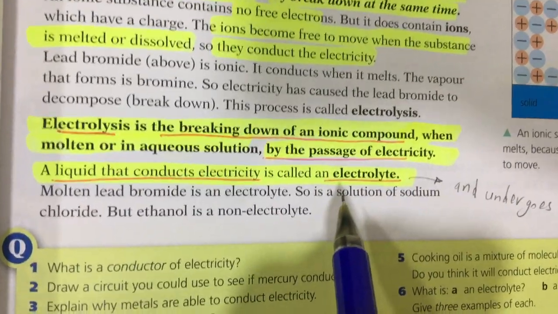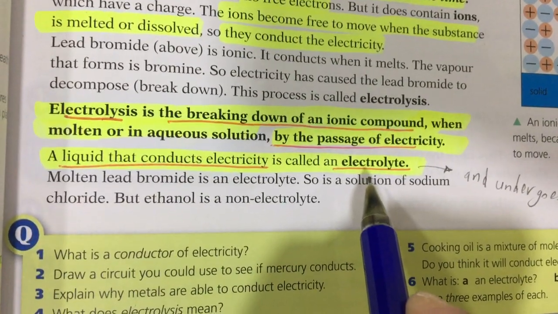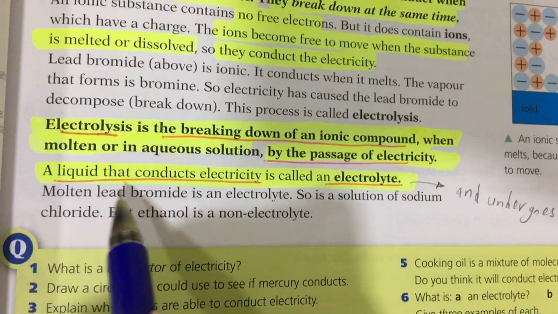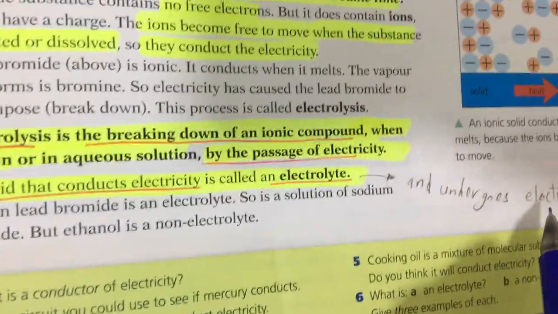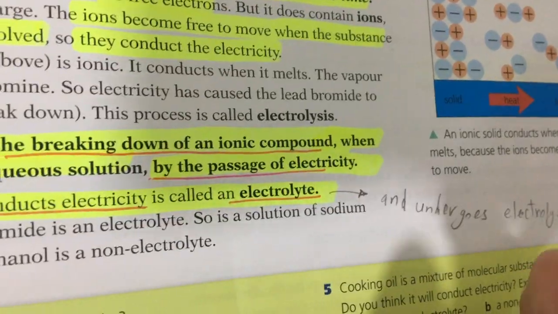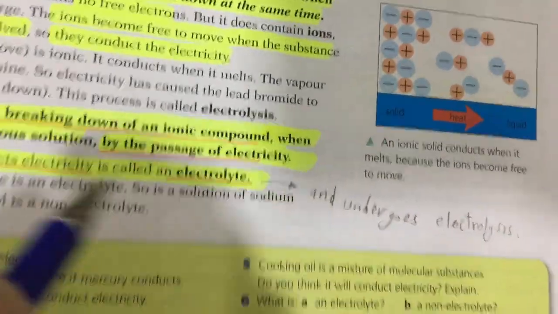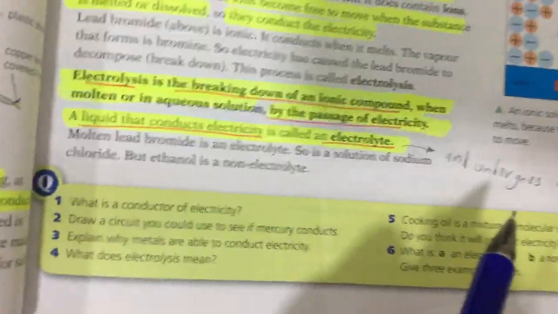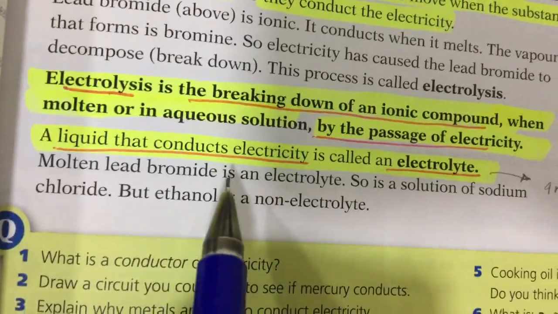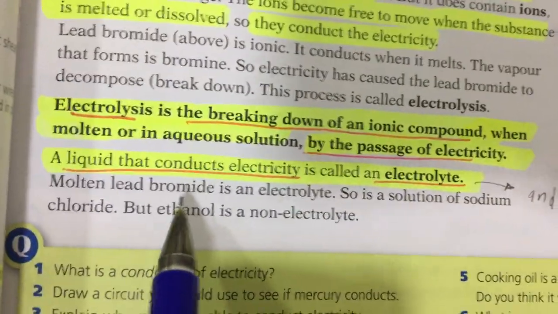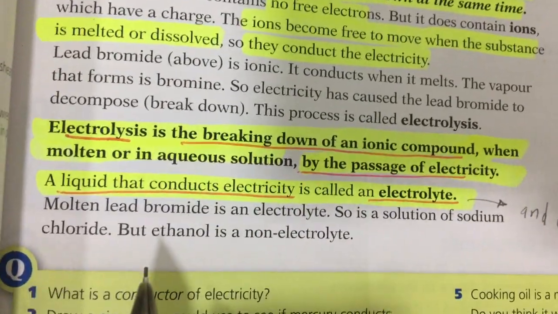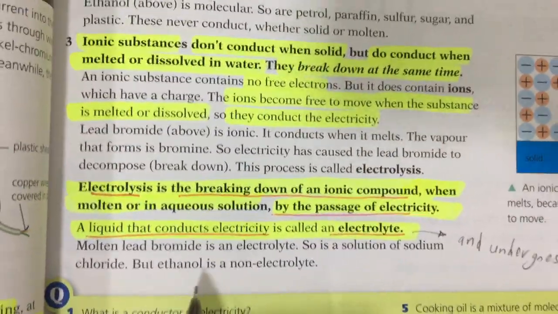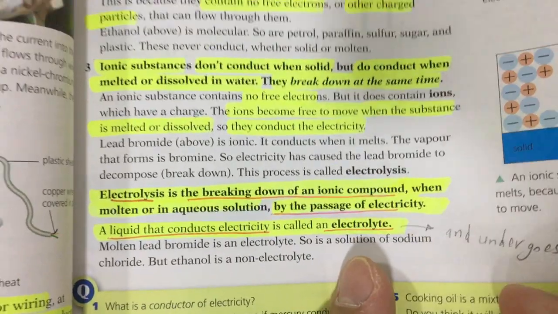And we have another definition. What is meant by electrolyte? Electrolyte means a liquid that conducts electricity, and the liquid itself will undergo electrolysis. So the liquid itself will be electrolyzed. If the liquid can conduct electricity and will be electrolyzed, like molten ionic compounds or dissolved ionic compounds, so these are electrolytes. But if the liquid doesn't conduct electricity, like ethanol, it will be non-electrolyte.